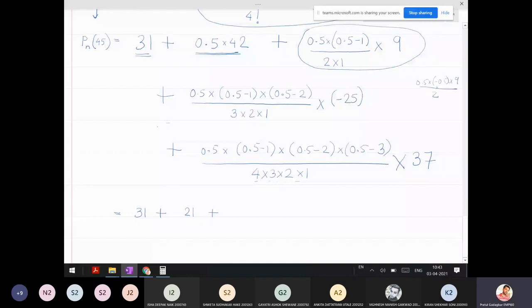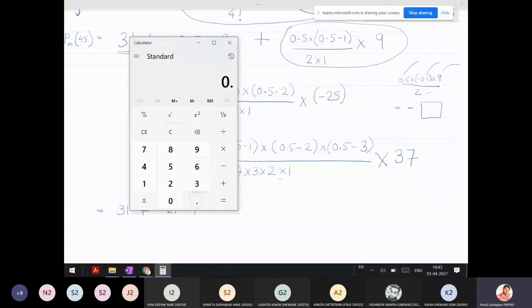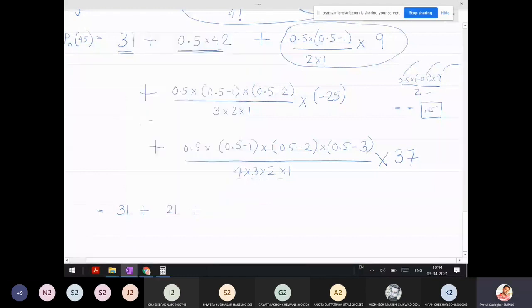So this minus sign is there once, so it will remain. It will be minus of whatever the answer is. So let us multiply 0.5, 0.5, 9 and divide by 2. When you multiply 0.5 by 0.5 by 9 and divide by 2, it is 1.125. So I will write 1.125 with a minus sign, because there is a minus sign once. Here this plus will get replaced by minus 1.125.